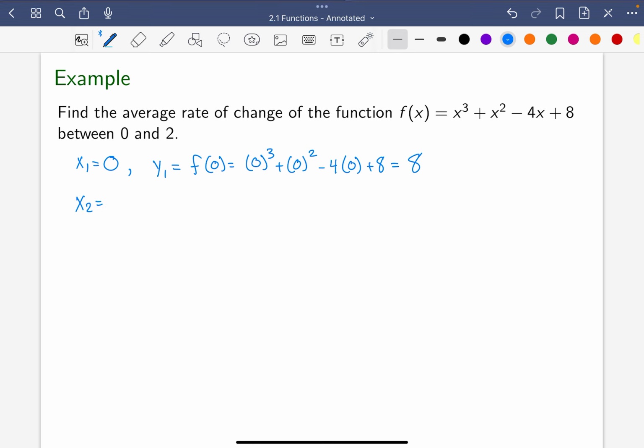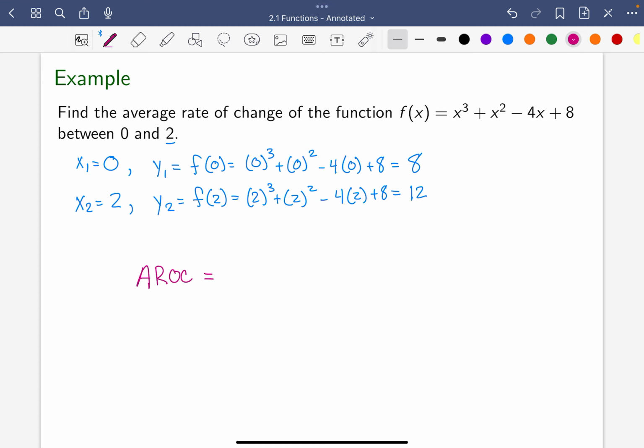If x2 then is the other x value, 2, then y2 is the function evaluated at 2. So it's 2 cubed plus 2 squared minus 4 times 2 plus 8. And if we do all that, we end up with 12 as an output. And so we have the x values and their associated y values. And so now we can find the average rate of change.